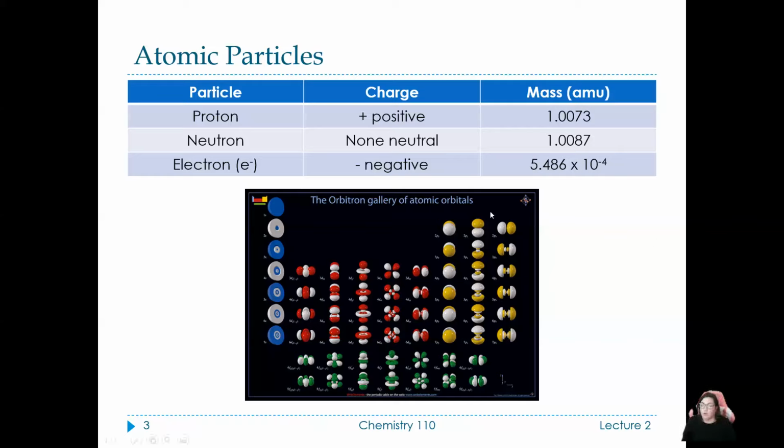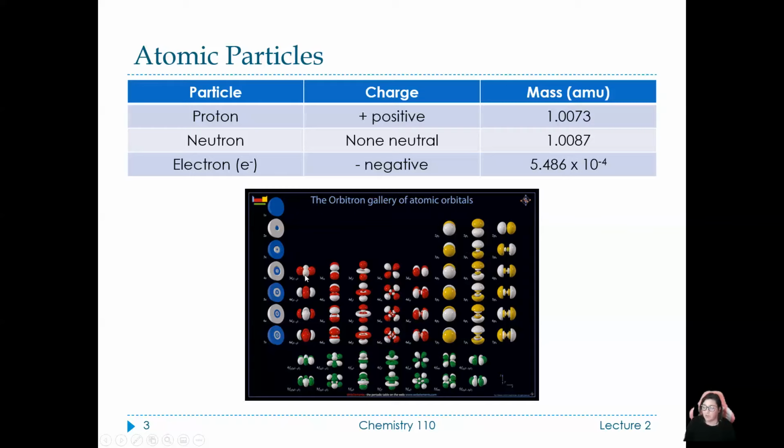Now, the Orbitron Gallery of Atomic Orbitals. Woohoo! What the heck is this? This is showing you what these orbitals look like. So in this first level, for hydrogen and helium, all we have is a 1s orbital. Down here, the second row, we have two electrons that can go into this 2s orbital. And then we have a 2px, a 2py, and a 2pz. In level 3, we have an s, and then a 3px, a 3py, and a 3pz.